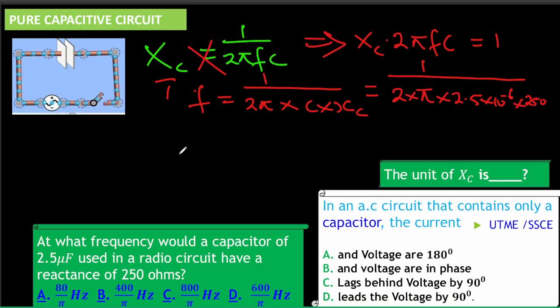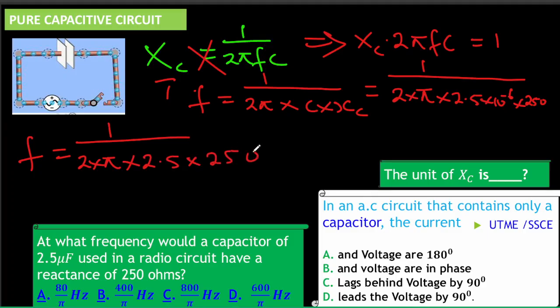Now, if you have your calculator, you can quickly punch it in, but let me show you how to solve without using a calculator. So f is equal to 1 over 2 times pi times 2.5 times 250. Now I'm moving this 10 raised to the power negative 6. If it comes up, it will become 10 raised to the power 6.